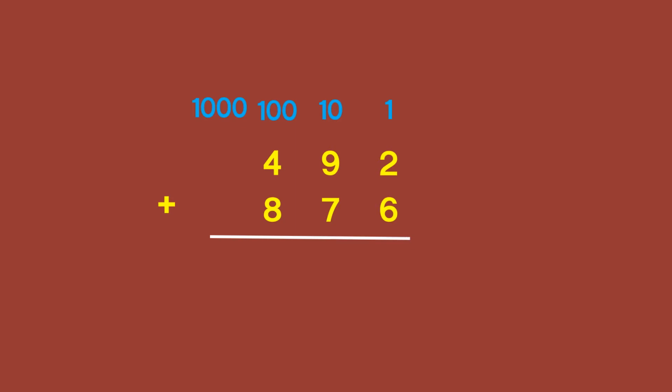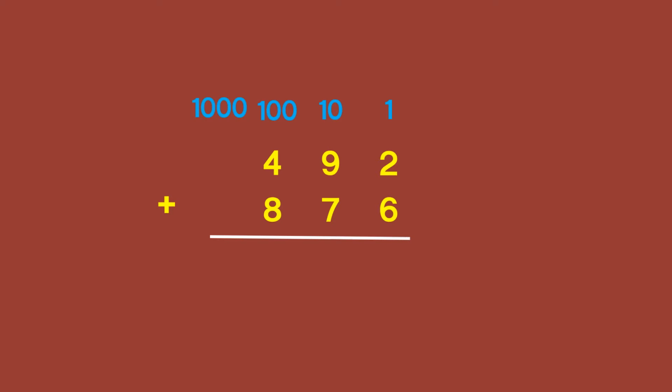Isn't that so? Ones place, tens place and hundreds place. So in 492, the digit in ones place is 2, the digit in tens place is 9, and the digit in hundreds place is 4. In 876, the digit in ones place is 6, the digit in tens place is 7 and the digit in hundreds place is 8. So as I have mentioned before, you have to write it correctly. Therefore, it will be easy for us to add.